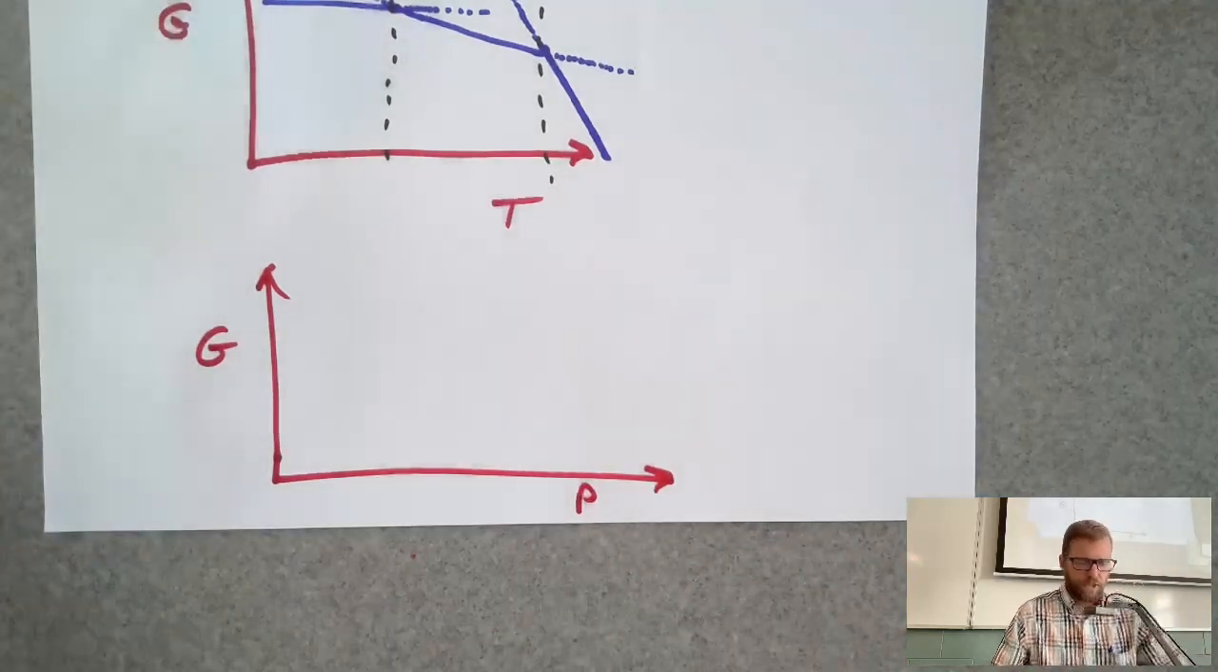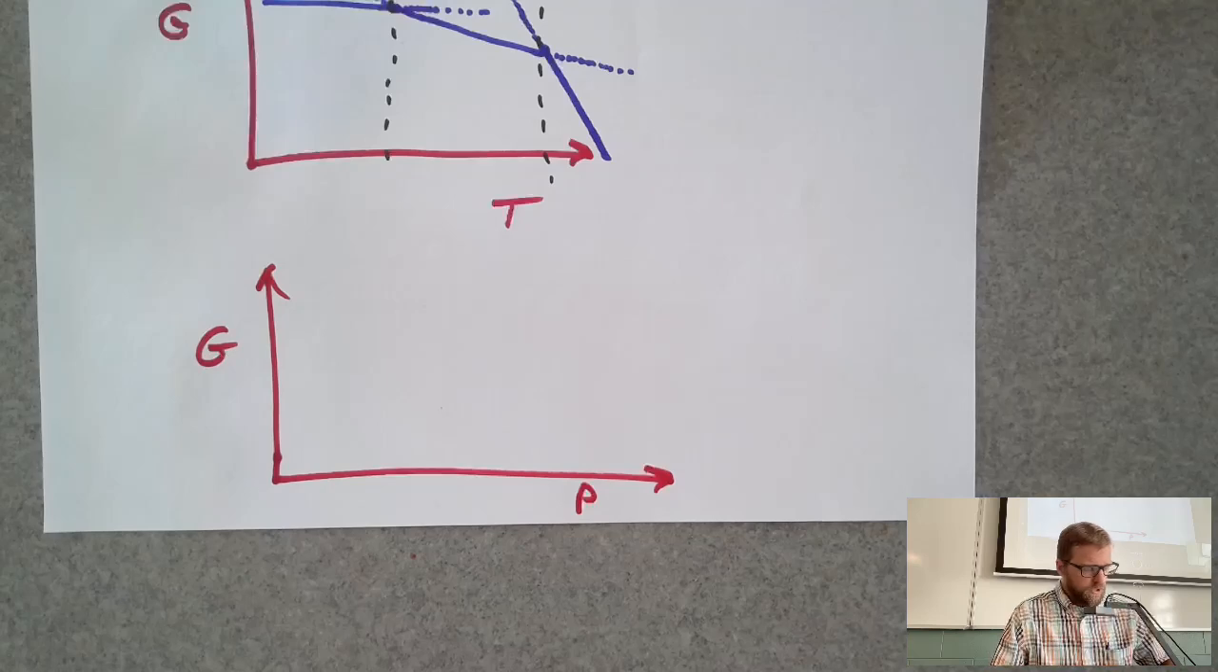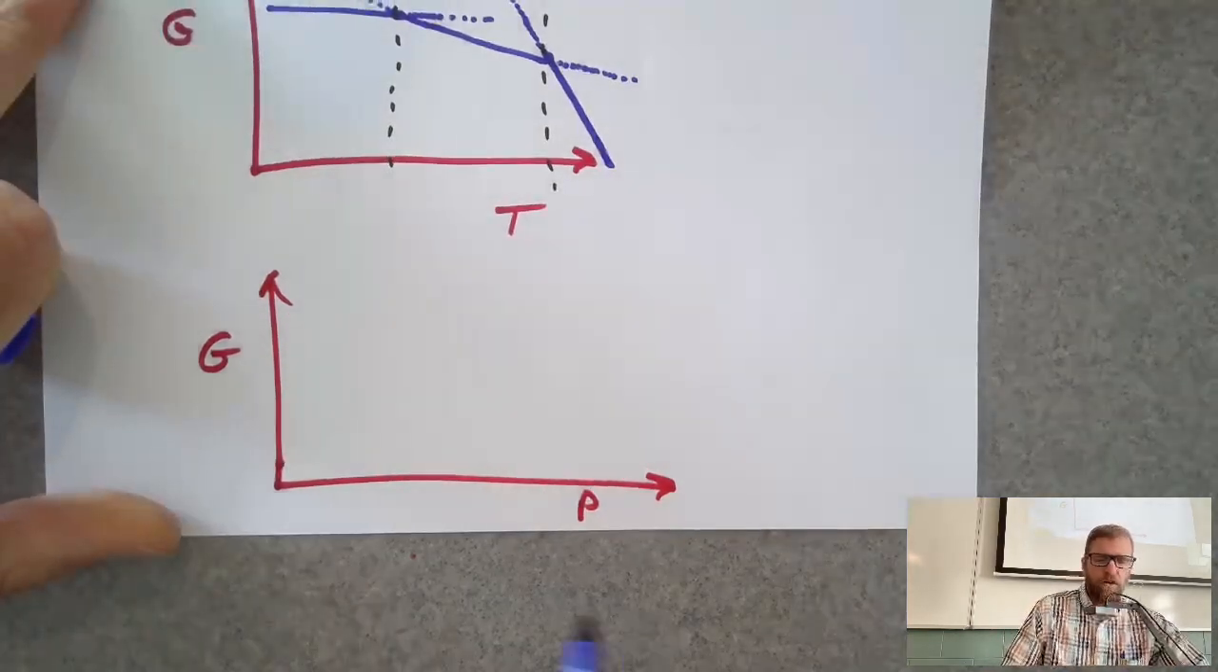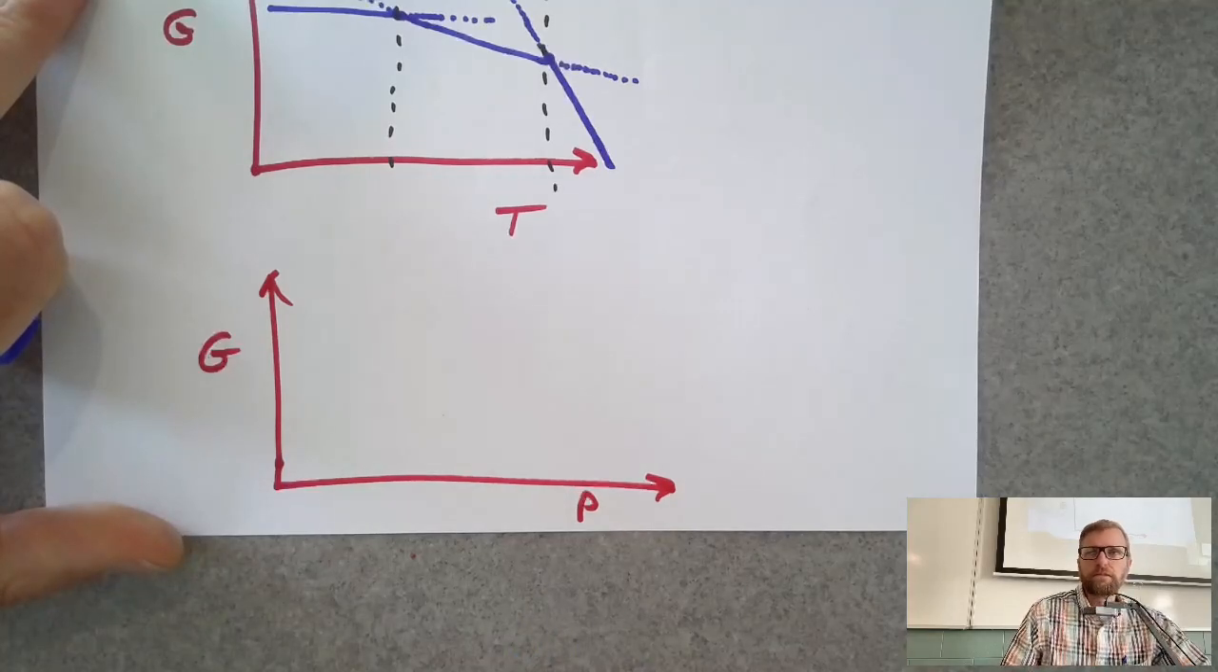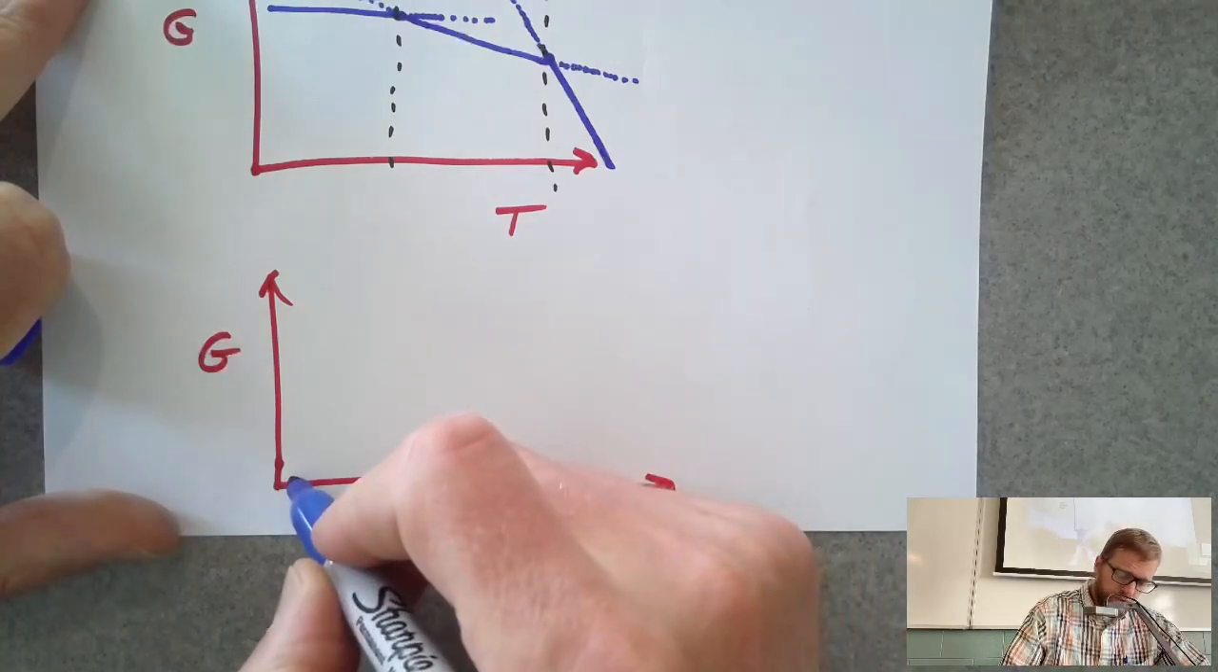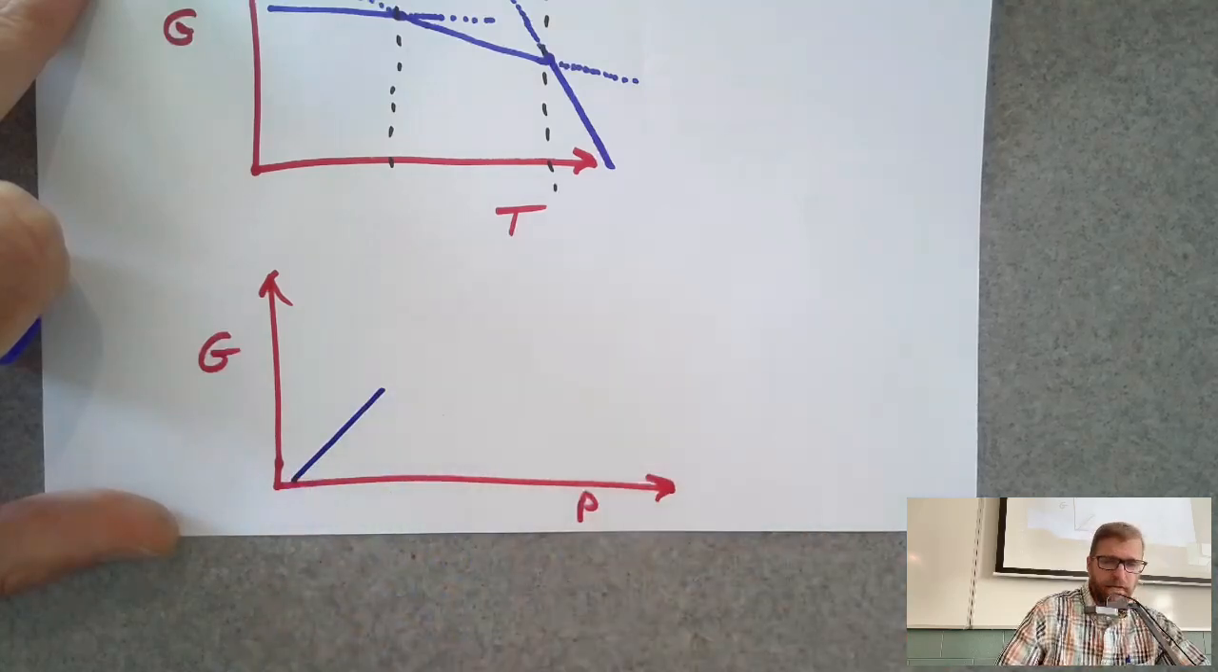Going to look at G versus P. Okay. So first, at low pressure, you're dealing with a gas. What's the volume of a gas? Is it big compared to that of a liquid? It is big, right? A gas is very big. So you're going to have a steep curve for the gas.